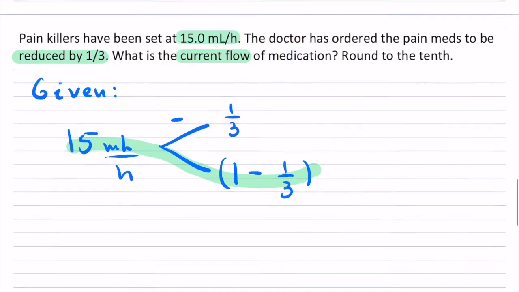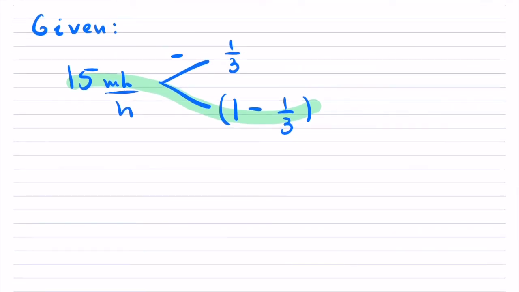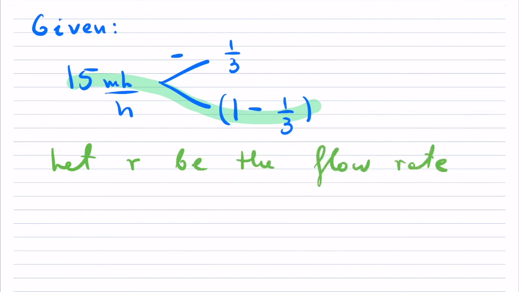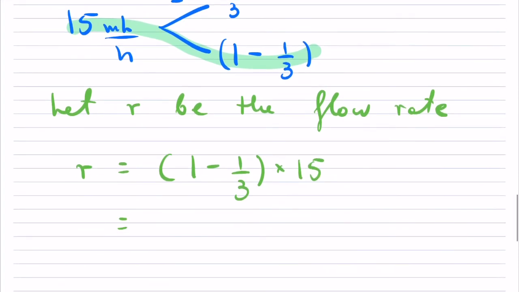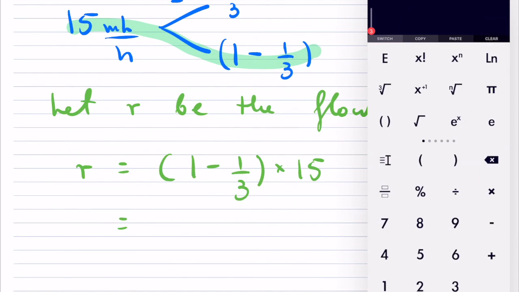Again, we can define, let R be the flow rate, and that would set us at R equals 1 minus 1 over 3, multiplied by 15. You can check it on your calculator. It's going to be 10. So 1 minus 1 over 3, times 15, and it's 10. And indeed, we've reduced it by a third.